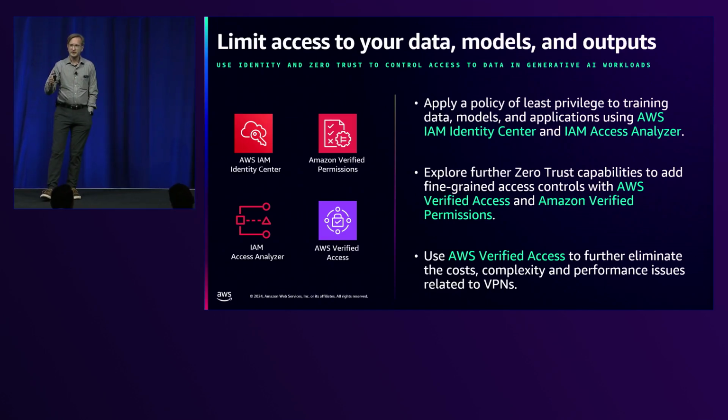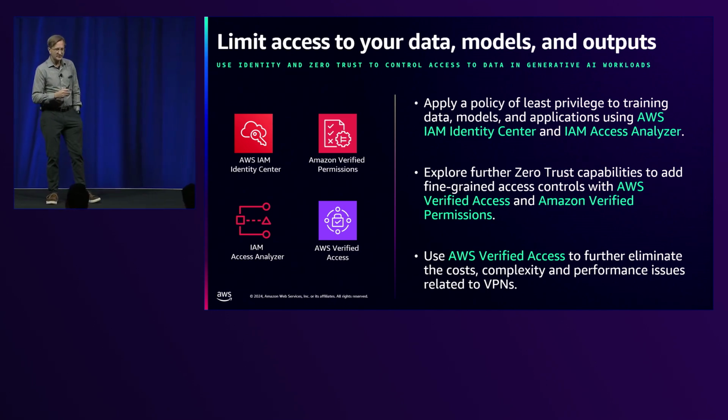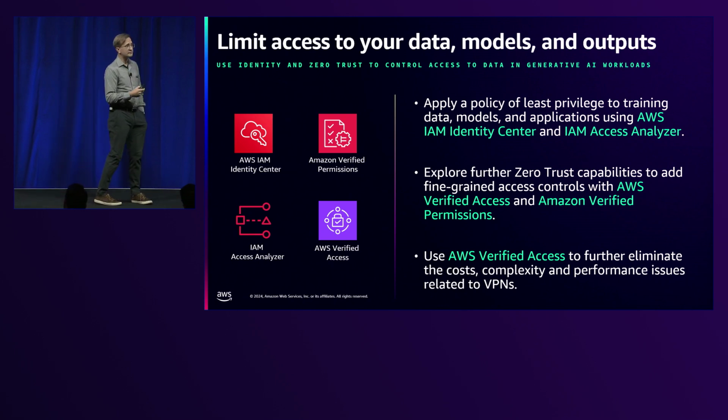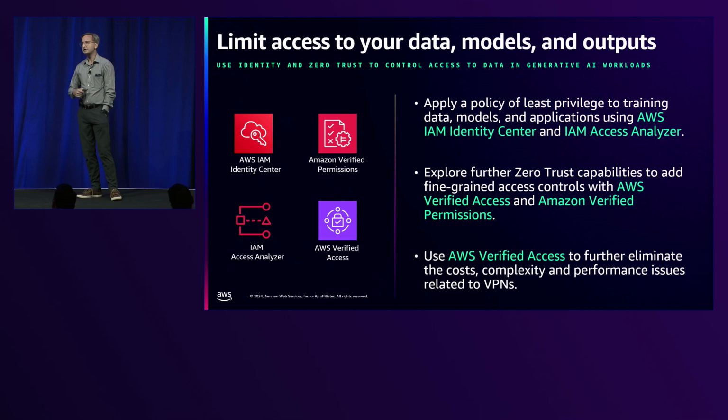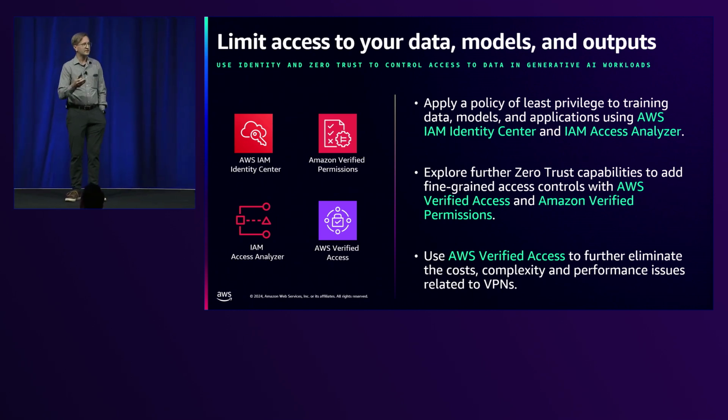So that means you start with identity. Apply a policy of least privilege, use AWS Identity Center, and then you can add fine-grained access controls. You can use existing services that we provide, such as AWS Verified Access, if you wish, and Amazon Verified Permissions. And then, of course, to provide access to the system as a whole, you can use a zero trust capability such as Verified Access, so you don't need a VPN or something else to access the system.